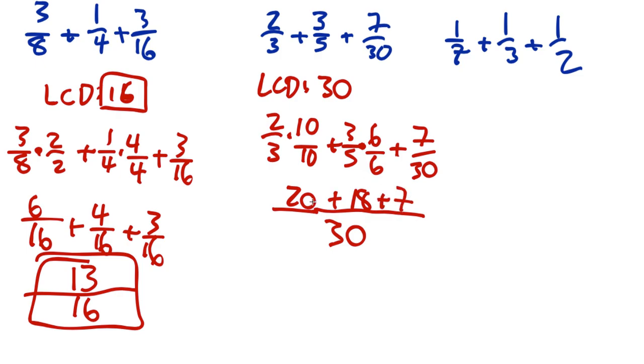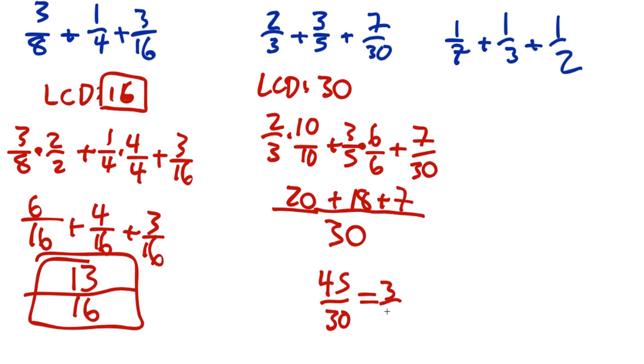So we're going to now add everything. 20 plus 18 is 38 plus 7 is 45. We get 45 over 30. Now, we want to check for lowest terms. Both of these are multiples of 15, so they can be divided by 15.